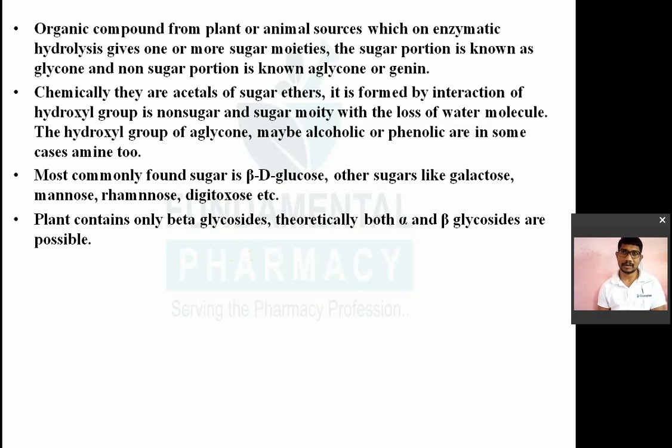The non-sugar part comes from different metabolic pathways in the plants, like the shikimic acid pathway or the mevalonic acid pathway. The non-sugar part may be derived from amino acids or from nucleosides. So that depends. But the non-sugar part plus the sugar part are joined together by a glycosidic bond, and that is nothing but the glycoside.